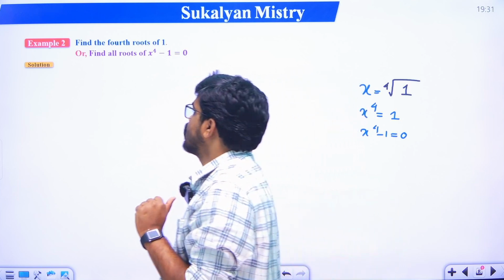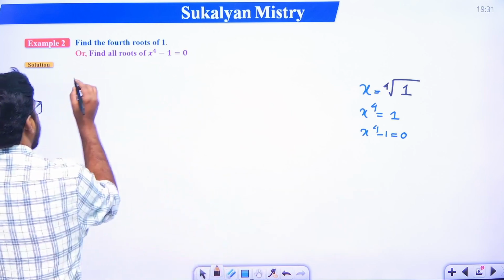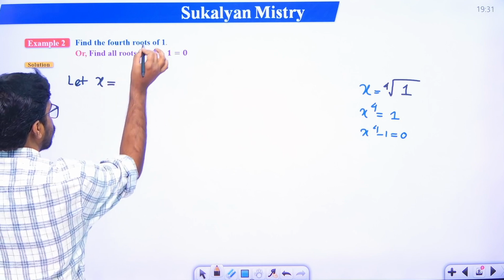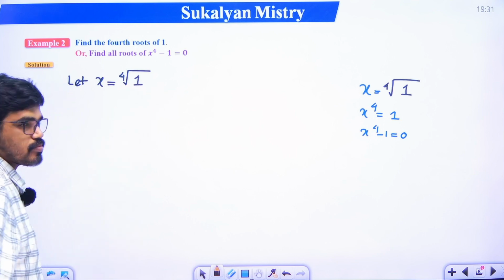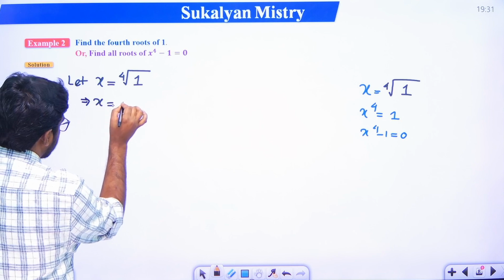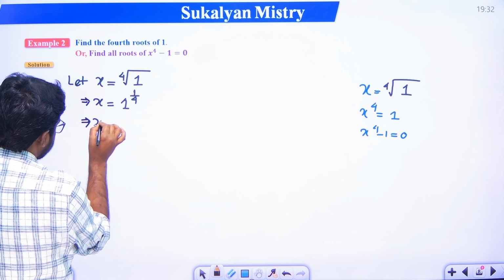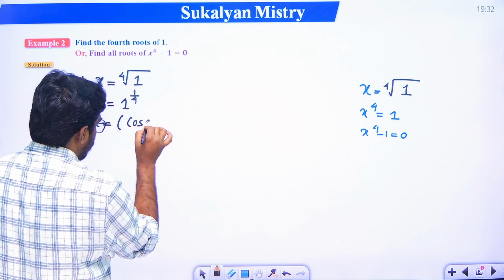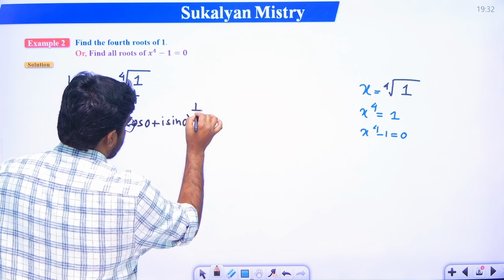Okay. So let x is equal to fourth roots of unity, that is fourth root of 1. So this implies x is equal to 1 to the power 1 by 4. So this implies x is equal to, what is 1? That means (cos 0 plus i sin 0) to the power 1 by 4.